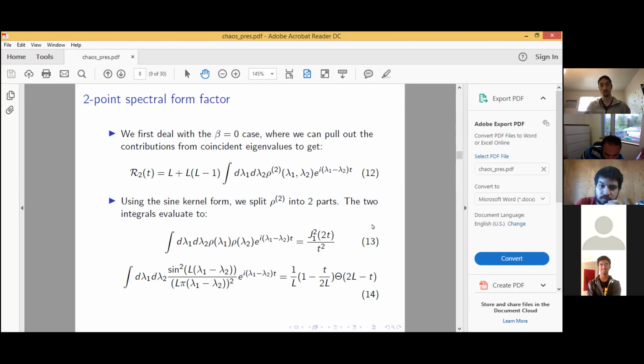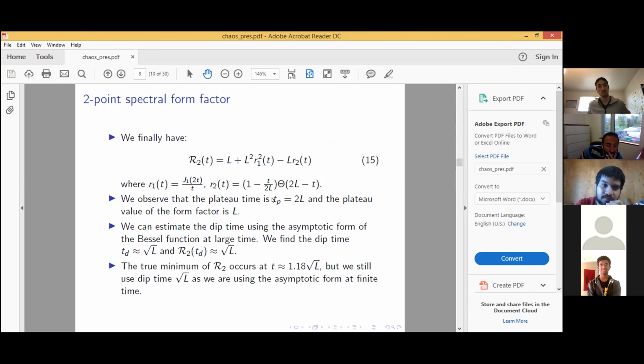Okay, thanks. Putting together equations 13 and 14, we have the full expression for R2. R2 looks like L plus L squared R1 squared minus L times R2, where R1 and R2 are the abbreviated forms of equations 13 and 14. R1 is J1 of t over t, and R2 is this thing with the step function. Sorry, I'm a little bit confused. You have not taken L to infinity. No, we are working in the large L limit, because obtaining this J1 of t over t form required us to use the semicircle law. Right, but in equation 15 you have L squared terms and L terms, so you're doing some sort of perturbation in 1 over L?